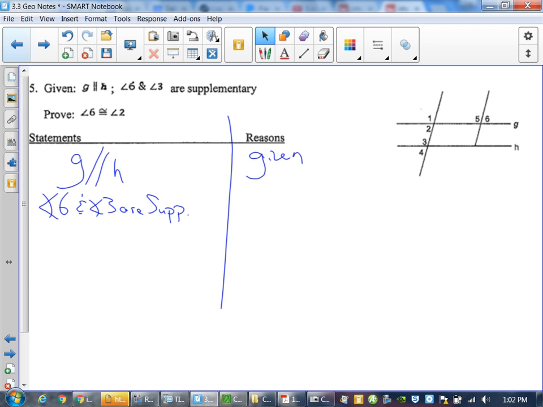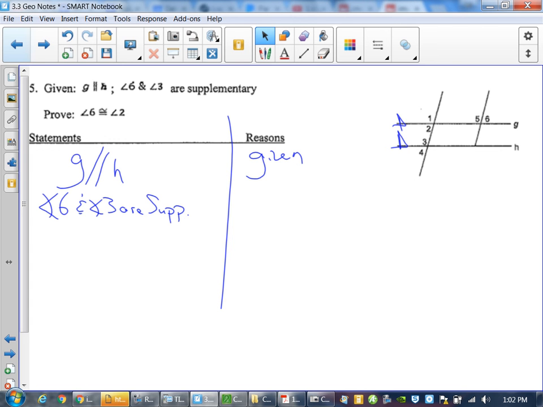I know those two are supplementary because it says so. I know these two lines are parallel because it says so. I really can't mark the 6 and 3 congruent or anything like that because we don't know if they're congruent. All I know is that they're supplementary. So I just have to look and see, with those two lines G and H being parallel, are there other angles on the transversal, of the 1, 2, 3, 4 variety, that I can say are also supplementary?